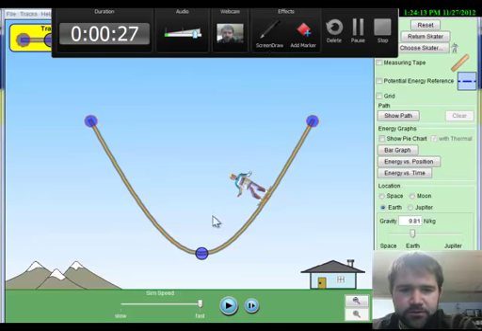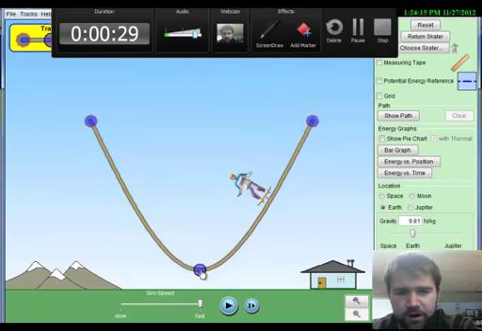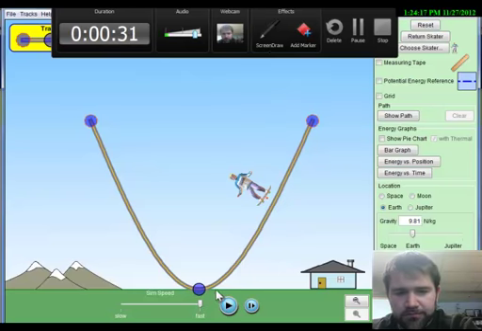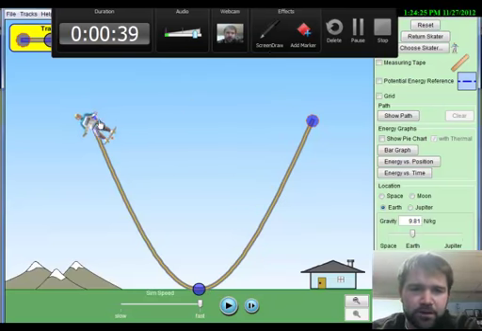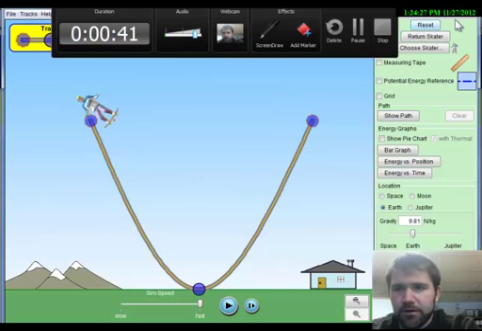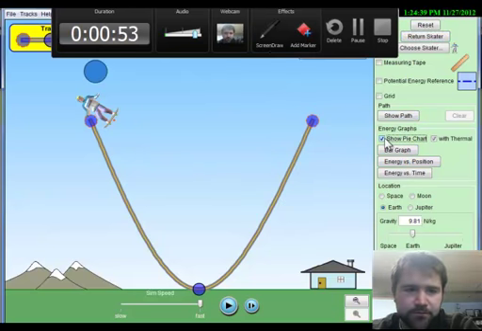So let's start with this simple track. We're going to drag it to the bottom just because we want the potential energy to be zero when it gets to the bottom of the track. And we're going to take our skater and place him somewhere up here at the top of the track. And let's look at a couple different graphs. Let's look at the pie chart first. So we're going to say show pie chart.